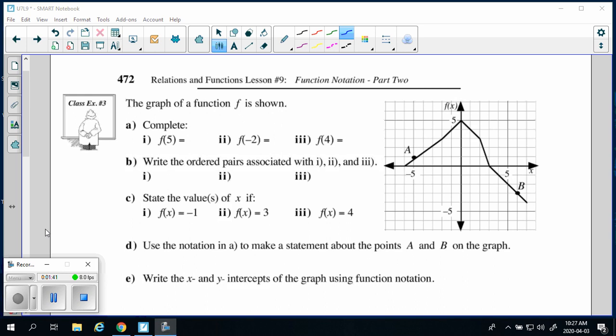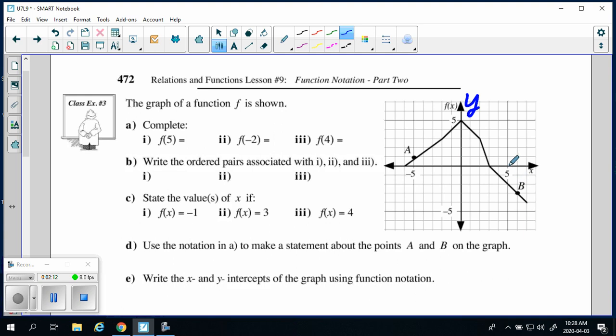Class example 3 on page 472 is where it gets more interesting. So they've given us a graph of a function f. So it's just a regular graph. Instead of labeling this y, they've labeled it f of x on this axis, but it means the same thing. And it asks us, what is f of 5? In the previous lesson, they always gave you an equation. But right here, they haven't given us an equation. Instead, they've given us a graph. So we just have to look it up. They've given us the value of x, and they just want us to look up y.